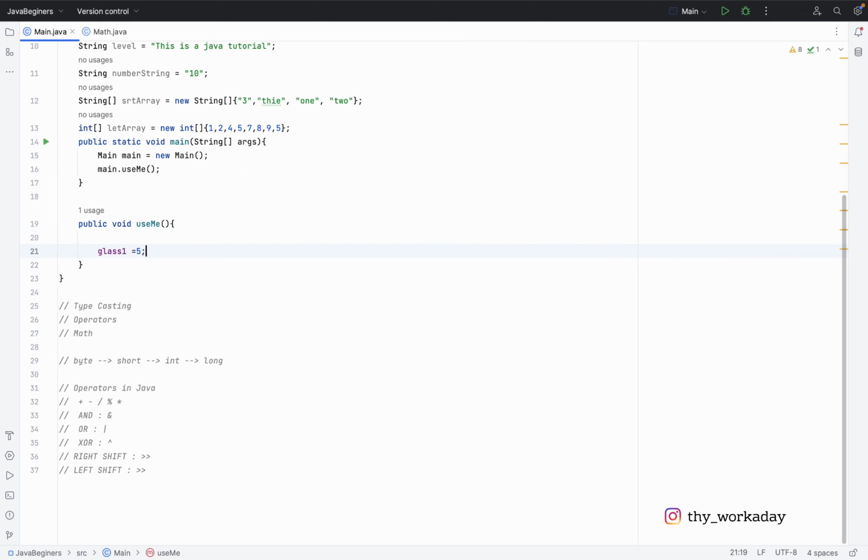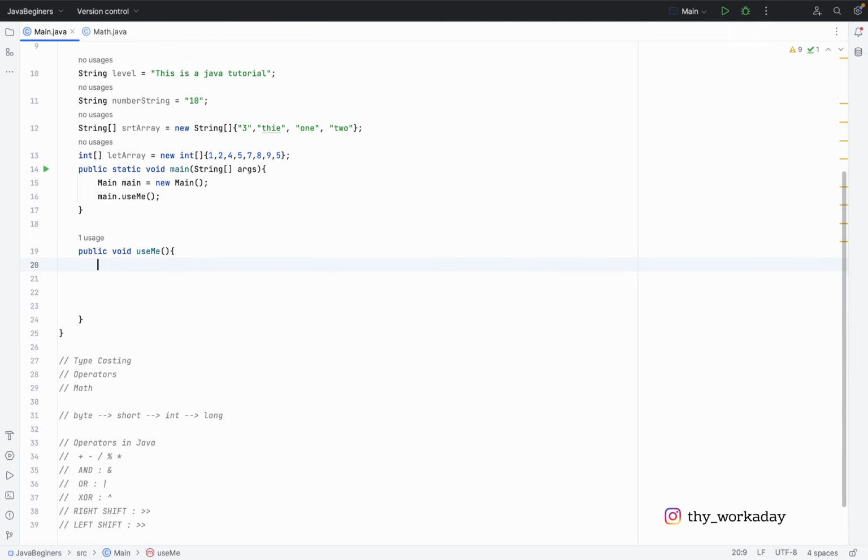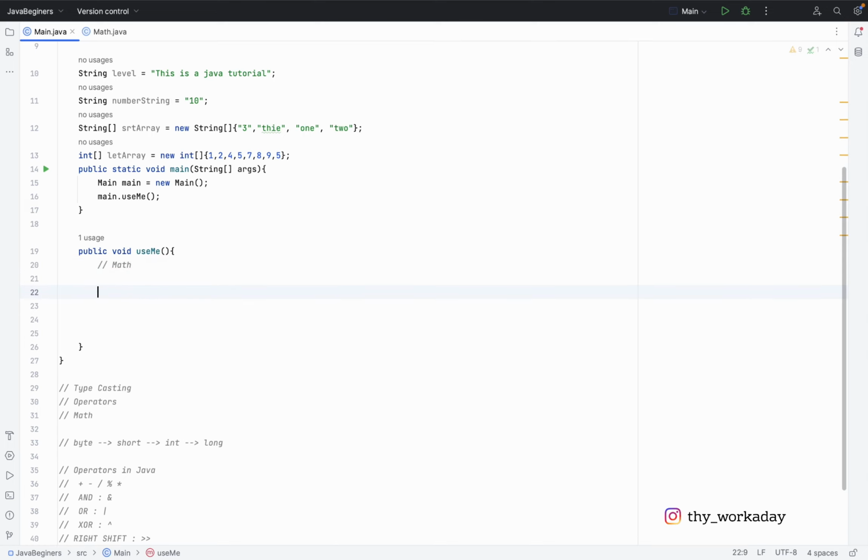Now we are going to see the math function in Java. Math is an inbuilt function, created by the Java developers so that we can easily apply basic mathematical functions and equations in our Java code and programs.